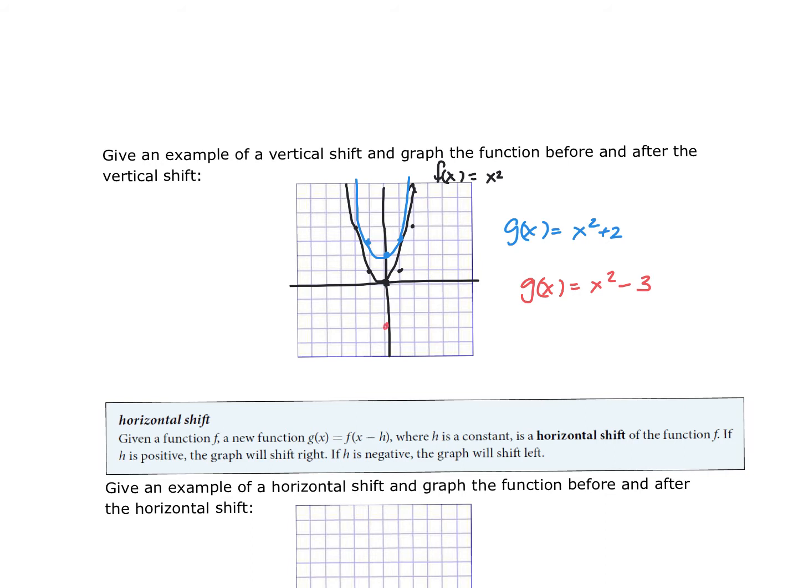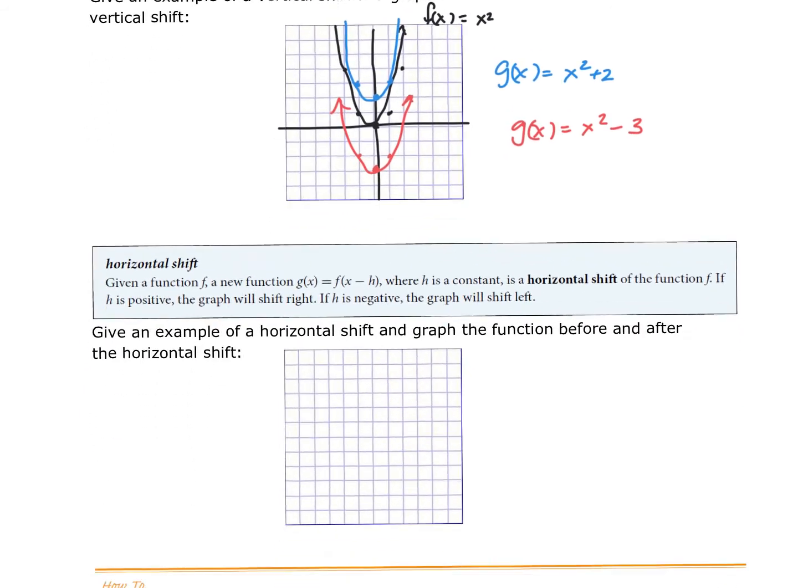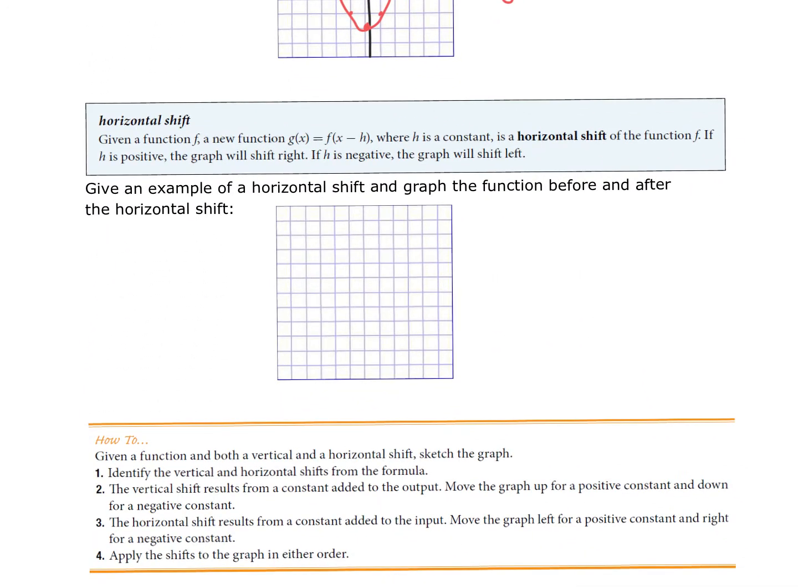So that 0, 0 is going to go down to 0, negative 3. The 1, 1 is going to go to 1, negative 2. Negative 1, 1 goes to negative 1, negative 2. And you can see that shifts it all down 3. If we can do a vertical shift, then we must be able to do a horizontal shift.